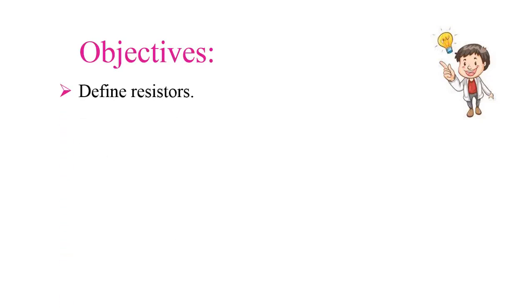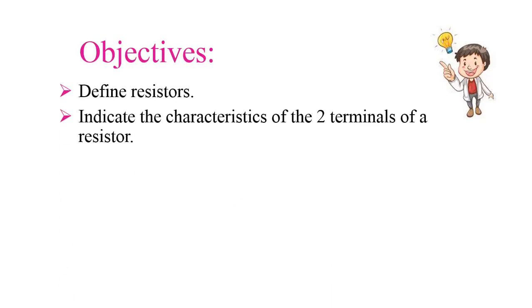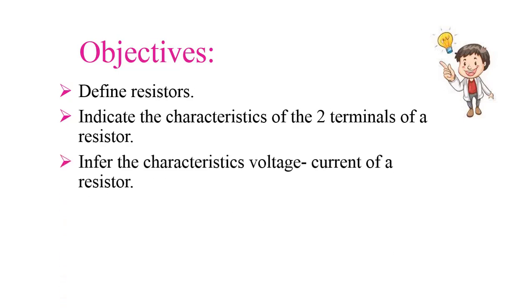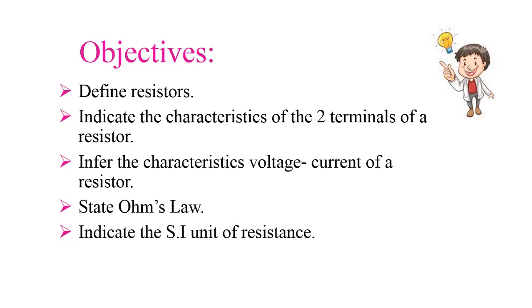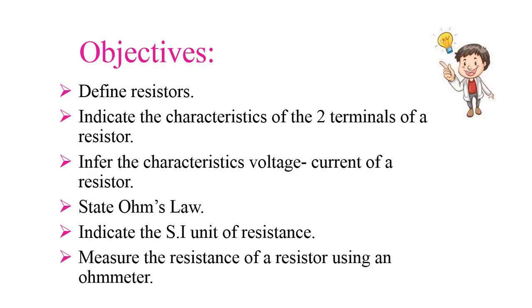Define resistors, indicate the characteristics of the two terminals of a resistor, infer the characteristic voltage-current of a resistor, state Ohm's law, indicate the SI unit of resistance, and measure the resistance of a resistor using an ohm meter. Let's begin with the first objective.